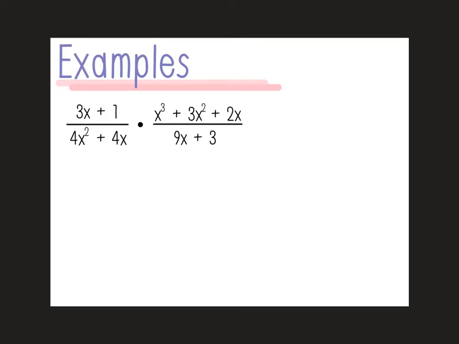For the first example, I'm just going to start by factoring my numerators and denominators, so focusing on just this portion for now. In the numerator, I cannot factor anything out, so I'd be left with 3x plus 1. In the denominator, I can factor out 4x from both terms, and so remaining I would have x plus 1.